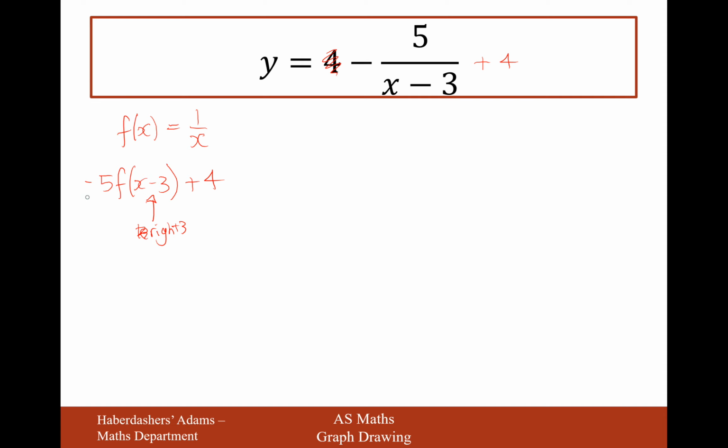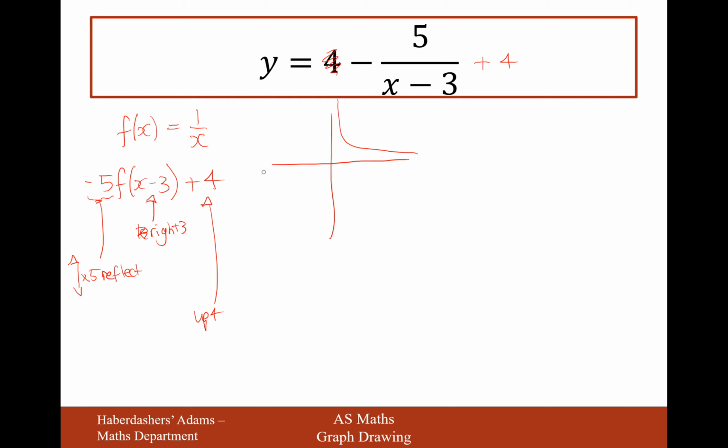The next thing we'll do is the minus 5 one. So this is going to be a simultaneous stretch and reflect. So stretch by a scale factor 5 and reflect. Once you've got good at them, you can do the stretch and reflect in the same breath, and then we'll move it up by 4 afterwards.